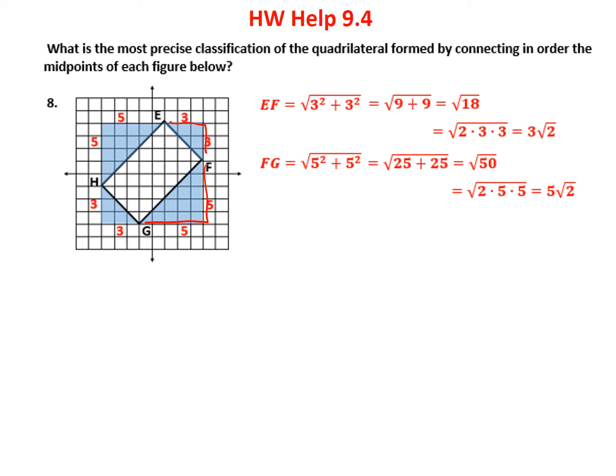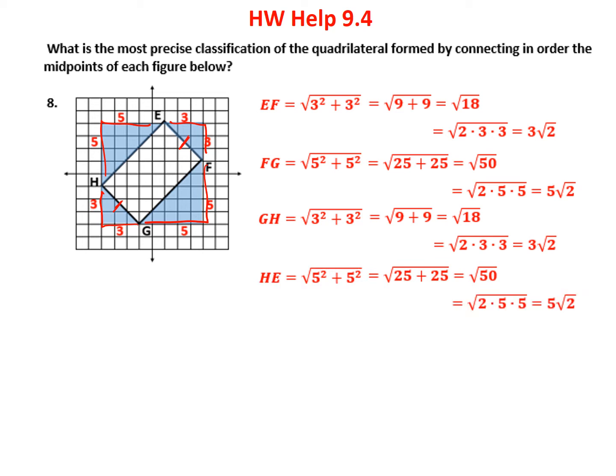And then we get to GH, and we notice it's 3 and 3, just like EF. So that's going to equal that. So now I know this side equals that side, halfway there. And as we go to our last one, we have 5 and 5, just like FG. So that side is going to be equal as well. So now we've proved this side equals that side, and this side equals that side. And we've proved that this is a parallelogram. Now we just got to see whether it's perpendicular.